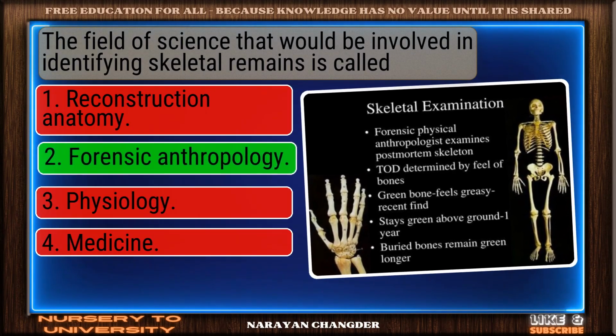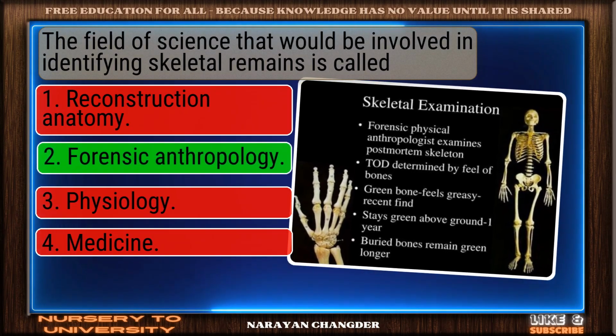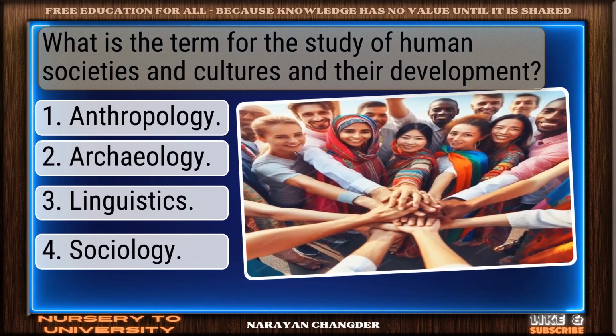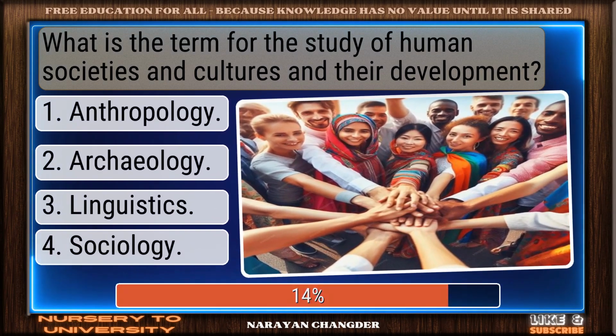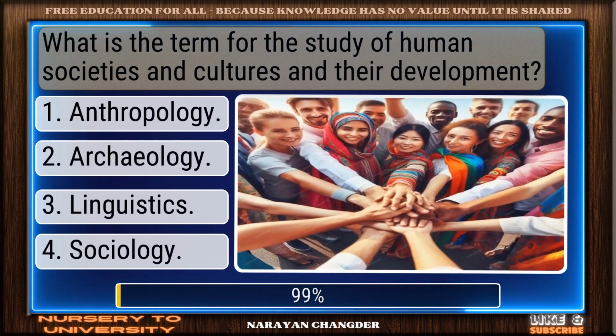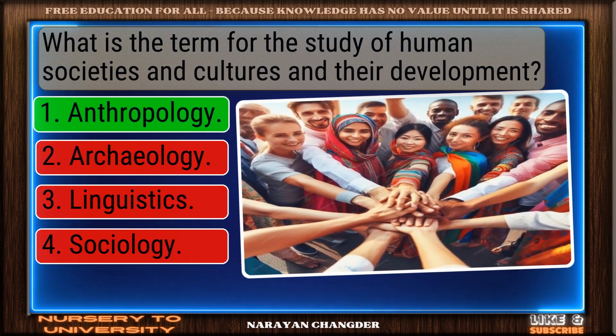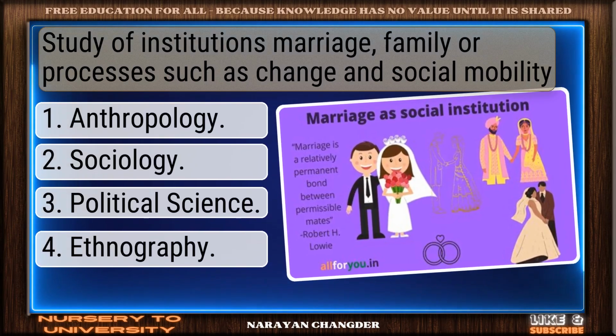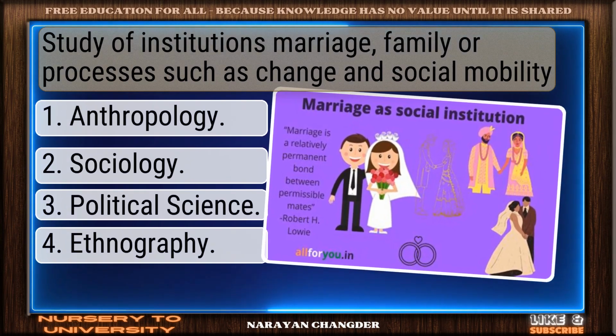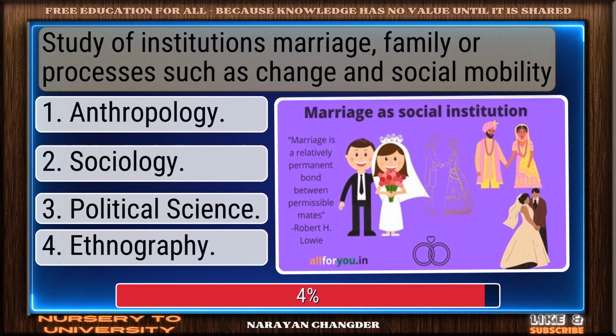Exactly. Forensic anthropology makes sense. What is the term for the study of human societies and cultures and their development? You're right. Anthropology is the correct answer. Study of institutions, marriage, family or processes such as change and social mobility.